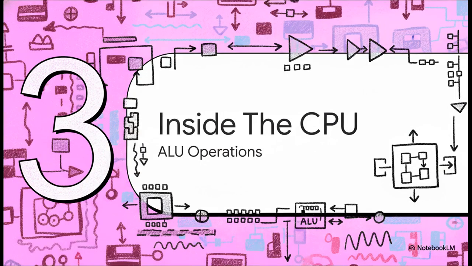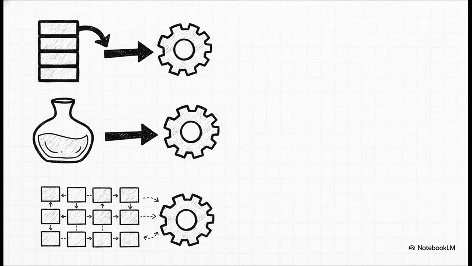All right, Section 3, inside the CPU. Let's zoom right into the CPU itself. The arithmetic and logic unit, the ALU, is what handles all the actual math and logic. Now, CPU organization is really defined by where that ALU gets its operands from to perform those tasks.